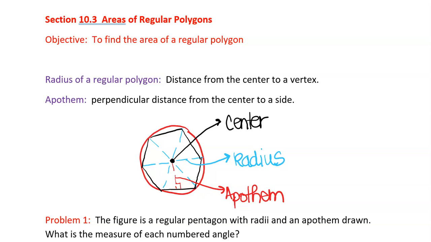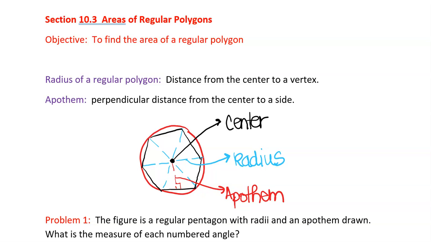The radius of a regular polygon is in the light blue. If you're looking at the picture, it's the light blue halfway across. Normally polygons don't have the circle around them, but to figure out what that radius length looks like, they put a circle around it and then show that as a radius, because that helps you imagine where it would be on a polygon. So it's from the center to a vertex.